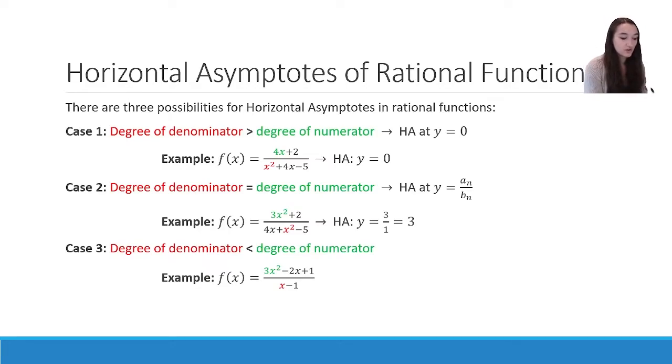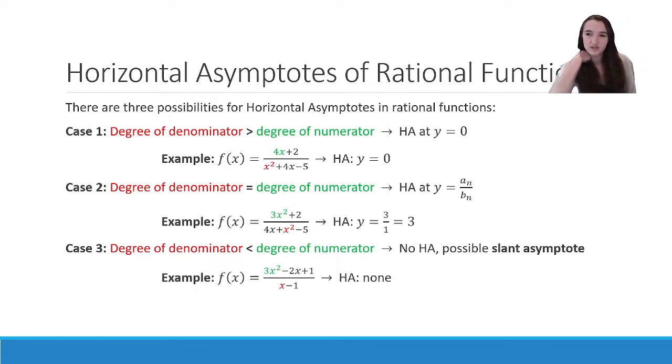And finally, if the degree of the denominator is less than the degree of the numerator, so here we have 3x squared versus just x, we don't get a horizontal asymptote at all. But there's a possibility of what is called a slant asymptote. So in this case, no horizontal asymptote, but let's investigate it further to see, well, what is a slant asymptote?